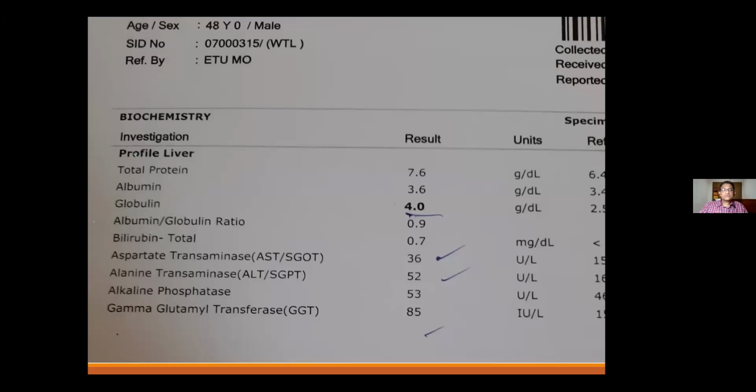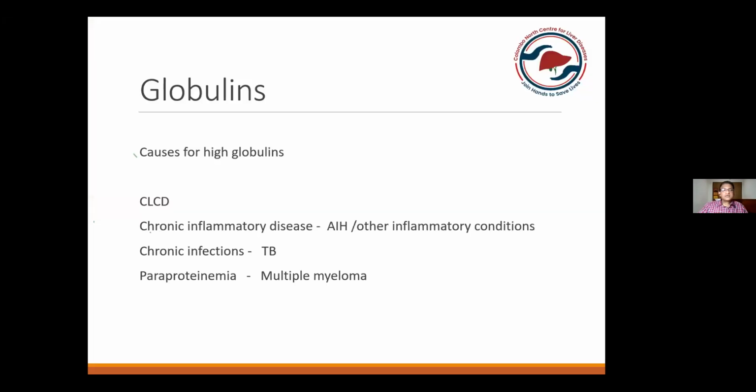And so elevated globulins, as I told you, could be cirrhosis, infections, inflammatory conditions like autoimmune hepatitis, obviously a liver condition. In autoimmune hepatitis, you see very high globulins. Other inflammatory conditions like rheumatoid arthritis, SLE, any chronic infections like TB, sometimes acute infections, multiple myeloma. So if you see very high globulins in the liver profile, it could tell you a different story. The rest of the liver profile is normal.